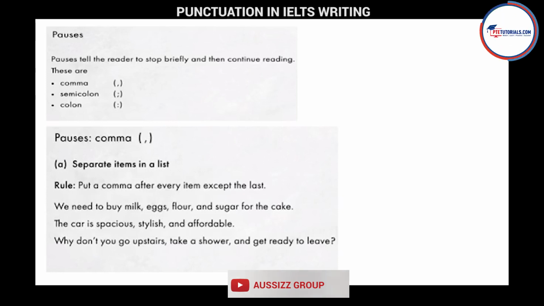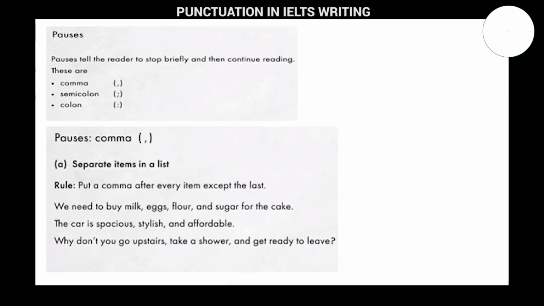So you can say we need to buy milk, eggs, flour and sugar for the cake. So you can see that you are separating items in a list, and it is very easy, and everybody knows this fact that whenever you are separating items, you need to add a comma. Then the next one is: the car is spacious, stylish and affordable.